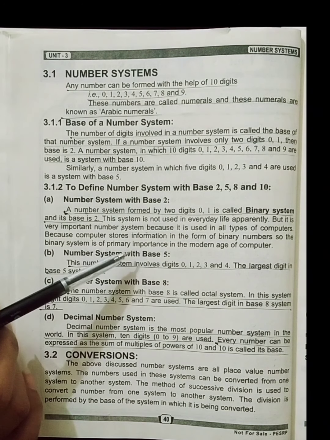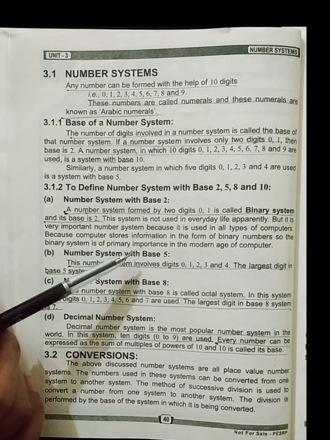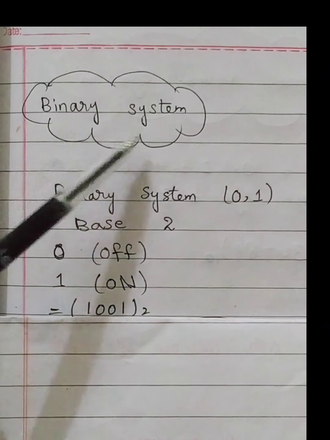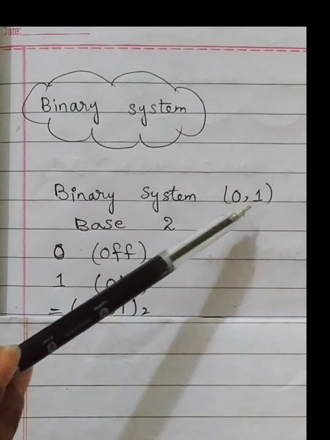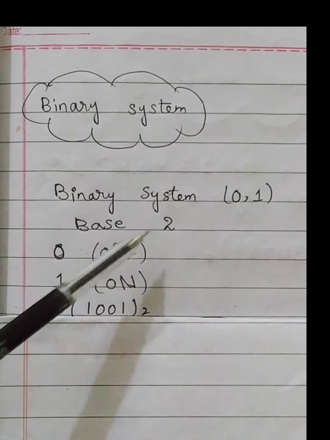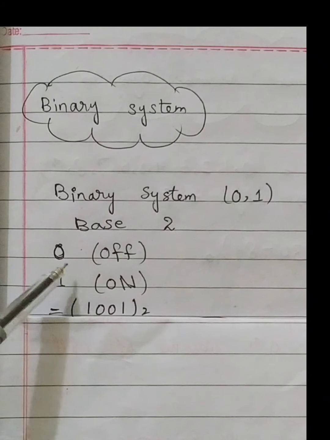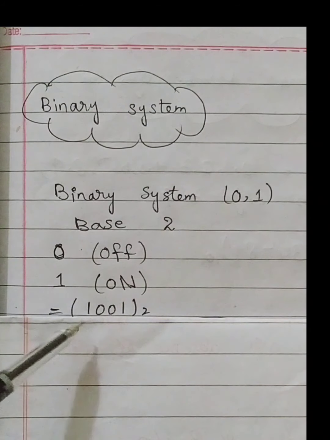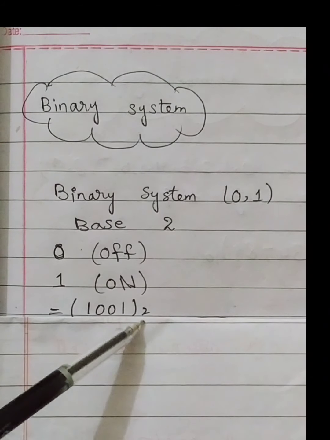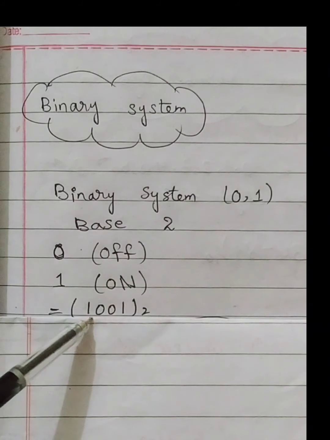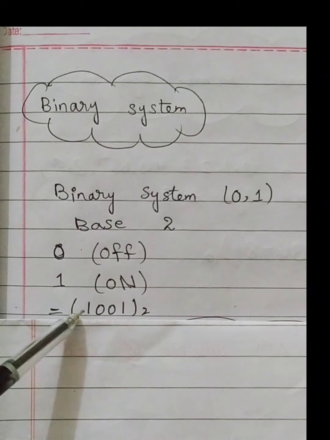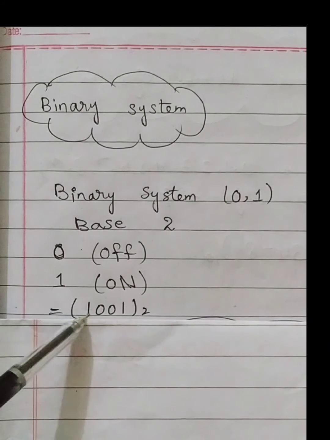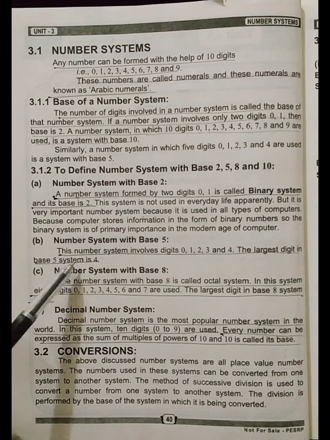Binary system is of primary importance in the modern age of computers. In binary system, we have 2 digits, 0 and 1, and the base is 2. In computer language, 0 is used for off and 1 is used for on. So when we write base 2 or binary system, we write only 2 types of digits, 0 and 1.